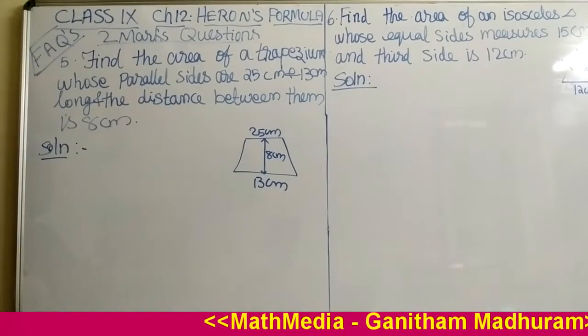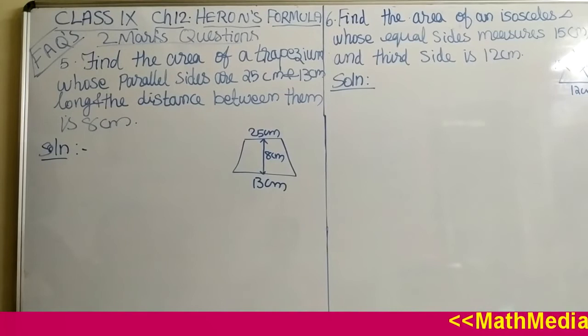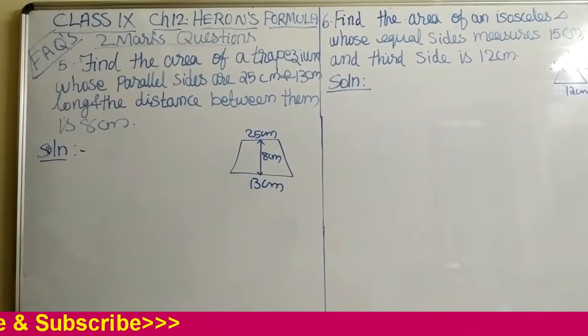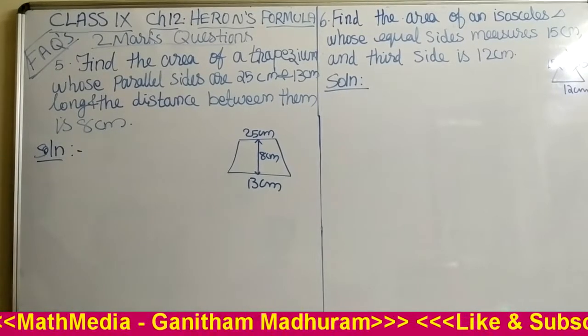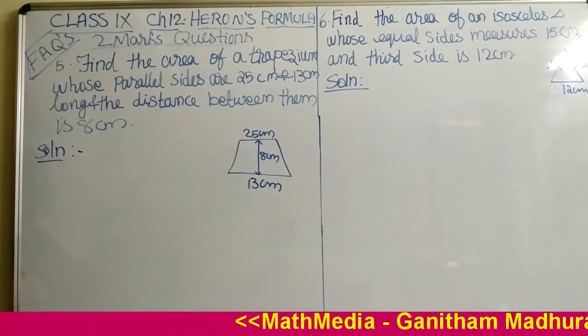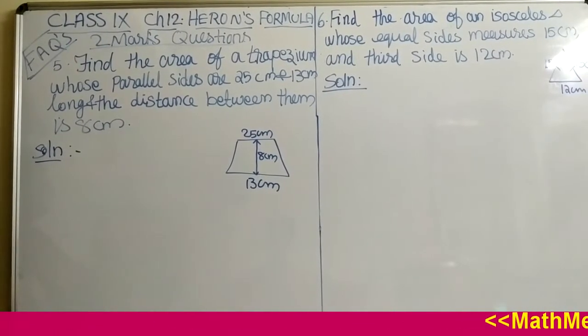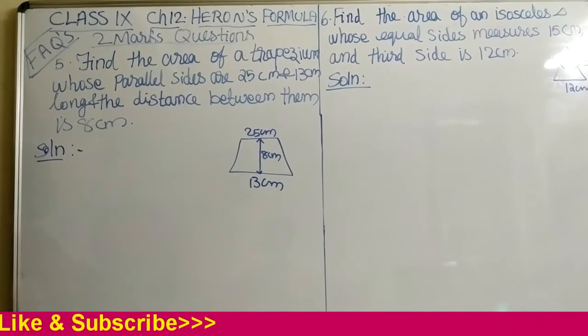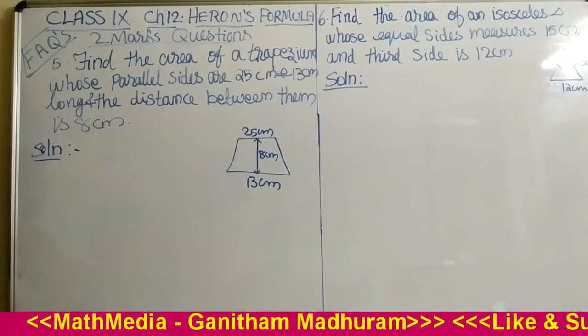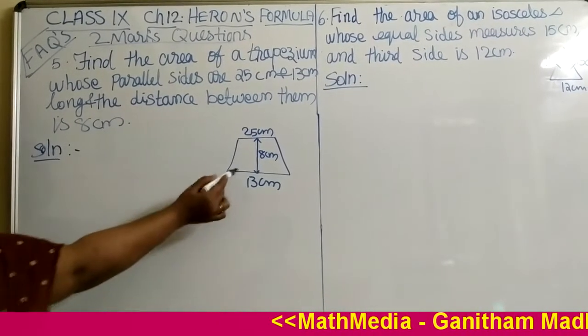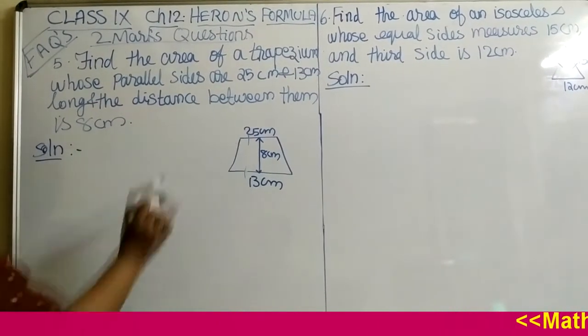Next, find the area of a trapezium whose parallel sides are 25 cm and 13 cm long and the distance between them is 8 cm. So now we can see how to solve. First of all, we can draw the rough figure and mark the given measures.